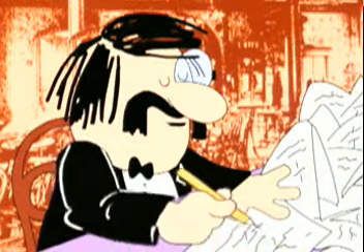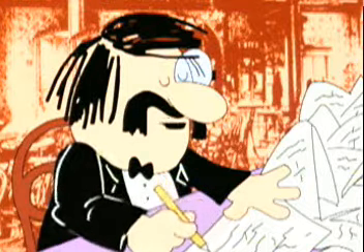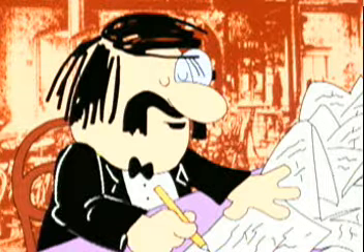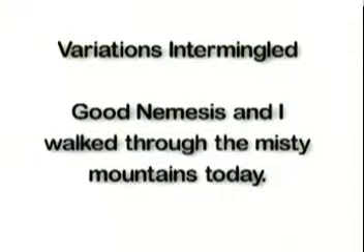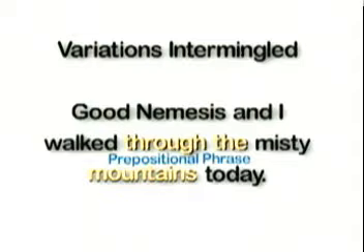Wait a minute. This is going to take a little more time. There we are. As you'd expect, there are hundreds upon hundreds of ways these 3 variations can be intermingled. This is only one, of course. In this sentence, Nemesis and I is the compound subject. Good is a single word modifier, an adjective describing Nemesis. Through the mountains is a prepositional phrase that functions as an adverb telling where Nemesis and I walked.